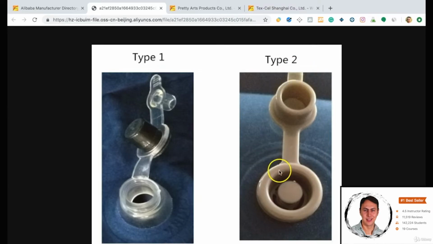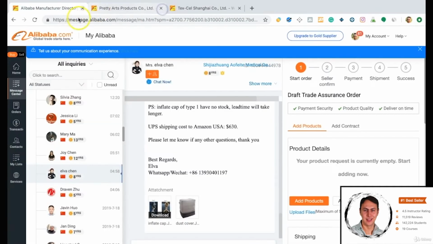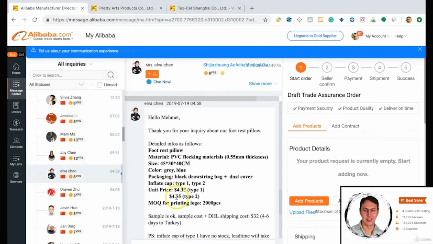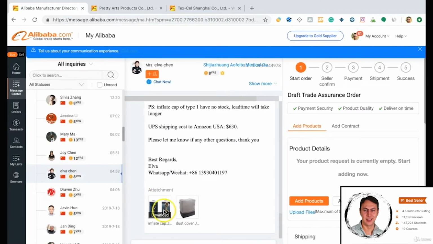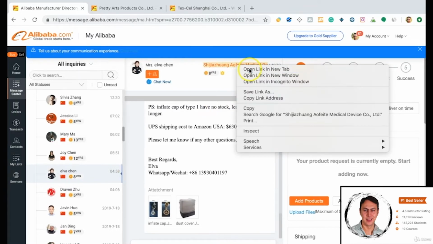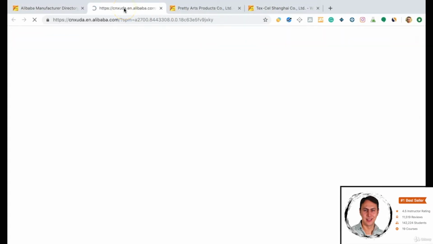Type 2 looks more qualified, that is why we should choose type 2. There is not a big difference between them anyway. Type 1 is $4.35, type 2 is $4.55. Type 2 looks a bit better because when we were reading the comments on the products, we saw that the negative comments mentioned losing air. We should deal with that, the air loss problem. That is why we can choose type 2 by paying a little more. I like this manufacturer, they respond with a good message. I am adding this one on a new page for analyzing in detail.